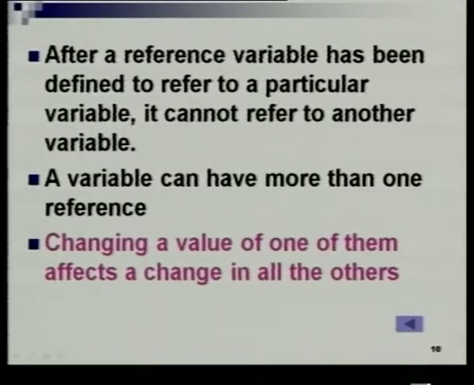It is not an associative or commutative type of property. Changing a value of one of them affects a change in all the others. So, when you create 2 or more references for one variable, when you alter the value of any one of the references, all the values of those variables are changed. So, this we have to be careful in case of data inconsistency, like when you are having several names for one particular variable, if you change any one value, it will change all the values of those variables.